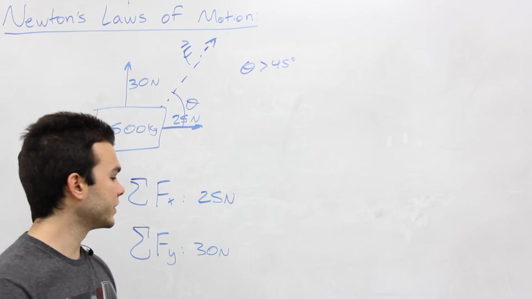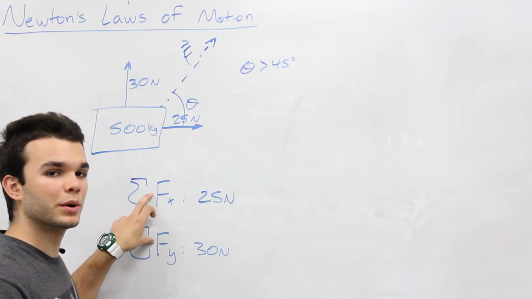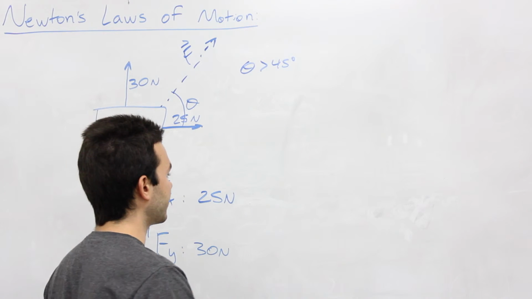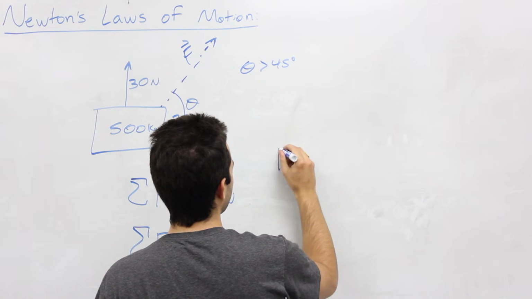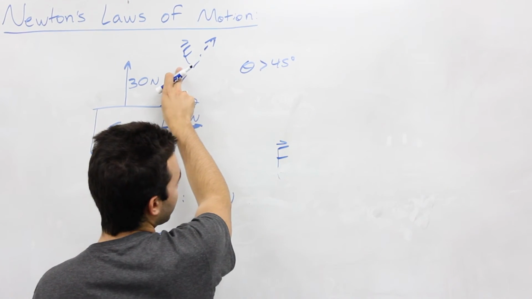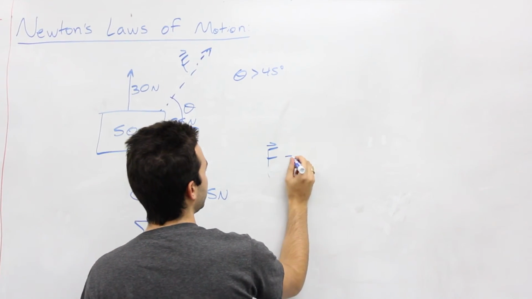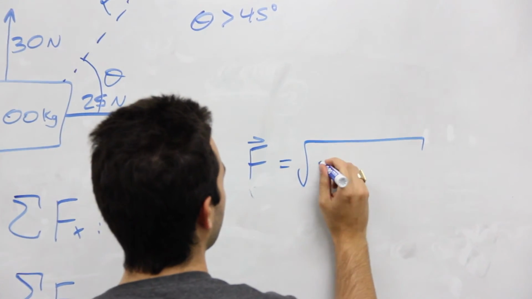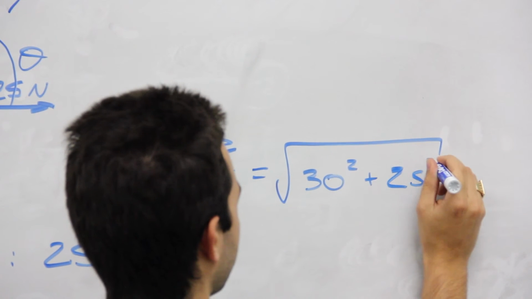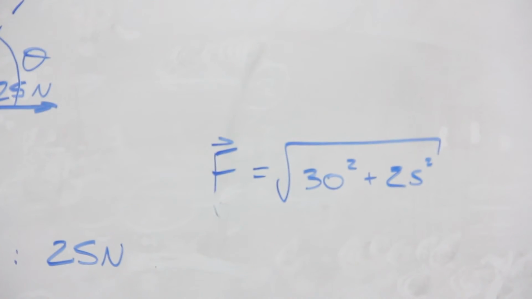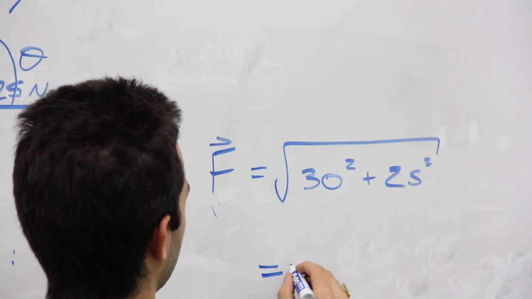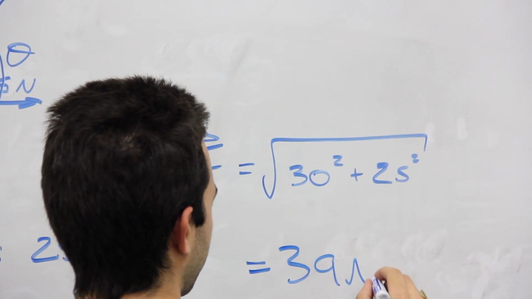As we explained in the previous videos, if we have the x and y components of a vector, we can find the vector using the Pythagorean theorem. So F total, or rather just the actual vector, equals the square root of 30 squared plus 25 squared. This is going to equal 39 newtons.